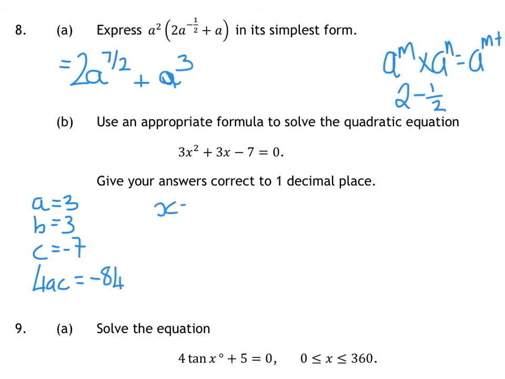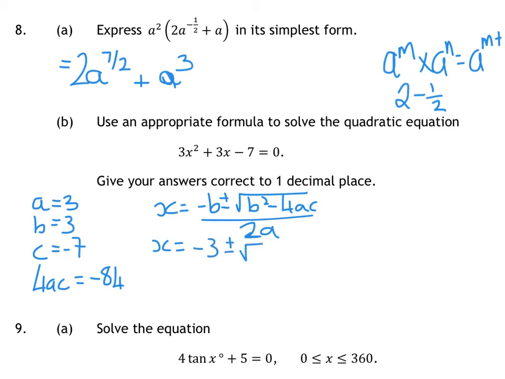Now the quadratic formula is on your sheet. You just have to make sure you copy it down correctly. You have no idea how many people don't. So you have this. Minus b is the opposite of whatever you've said b is. Our b is positive, so it becomes negative. Plus or minus. B squared is 3 squared, so I go straight to 9. It's take away 4ac, so it's take away 84. Minus minus becomes a double plus. And then it's all over 2a. 2a is 2 times 3, which is 6. So that's your first mark for the substitution.